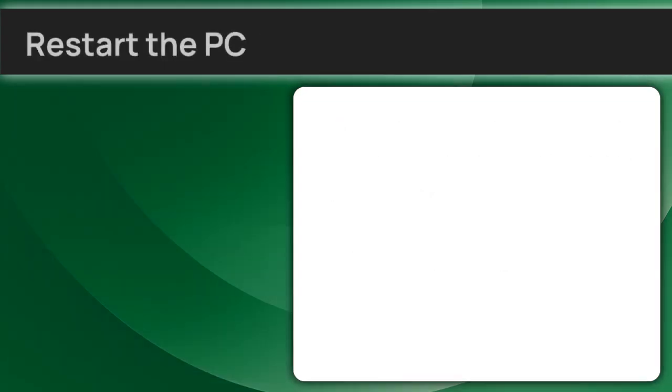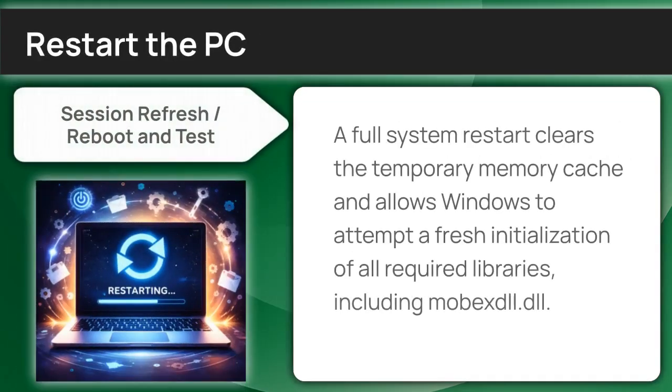A quick system restart is a practical way to ensure that all shared libraries, including Mobexdll library, are being loaded correctly into the current session's memory.